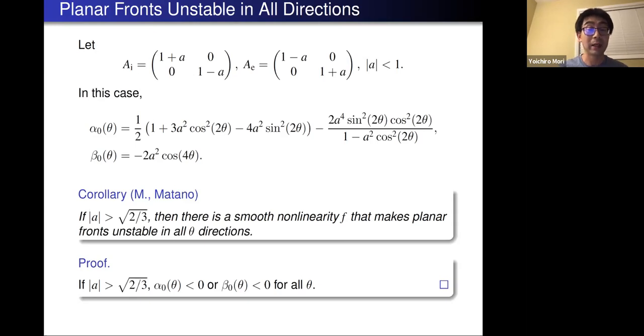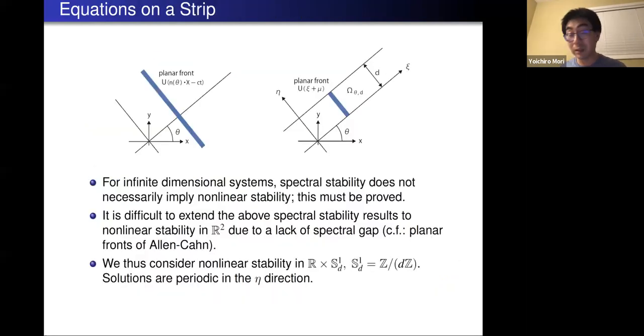So if we set a greater than square root of 2 over 3, and we set the nonlinearity f to be close to the McKean nonlinearity, then it turns out that we can construct examples in which every planar front in every direction is unstable. So this essentially concludes the discussion here.